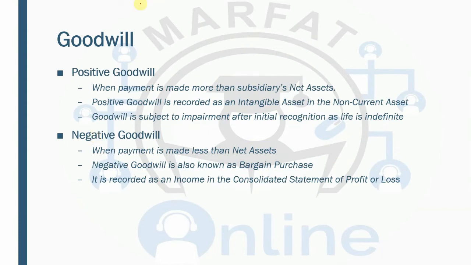Now, when a parent is acquiring a subsidiary, obviously they need to know the worth of the subsidiary. And when they are looking at the worth of the subsidiary, the first thing they will be looking at is their net assets. Net assets means assets minus liabilities. So the first thing they will be looking at is assets minus liabilities, which is known as the net assets.